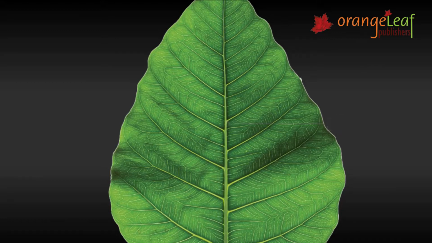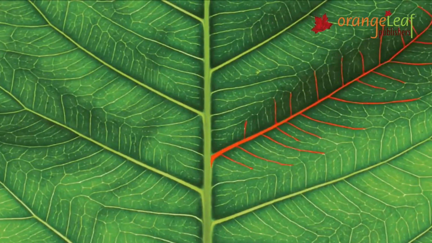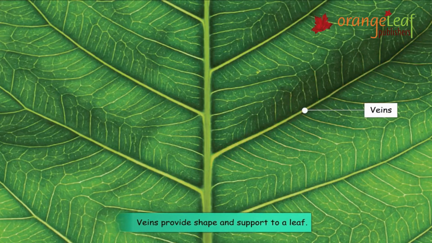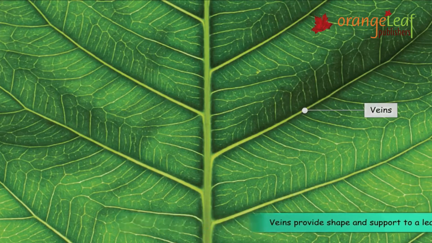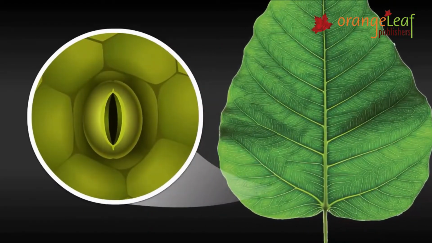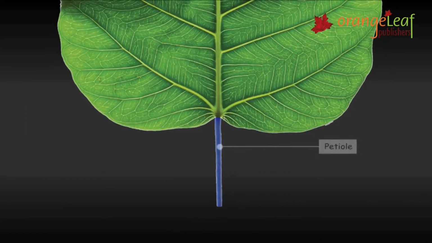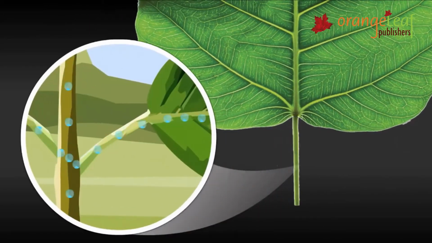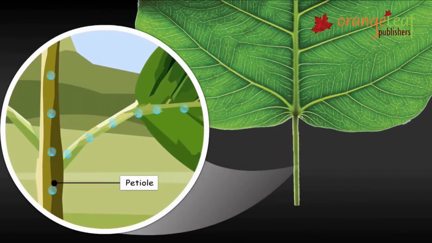Every leaf has a pattern on its leaf blade. This pattern or design is made by thin lines called veins. Each leaf has a main vein and some side veins. There are tiny pores called stomata on the underside of a leaf. You can see the stomata with the help of a magnifying glass. Stomata help the plant to breathe. The leaf is attached to the stem with a thin stalk called the petiole.